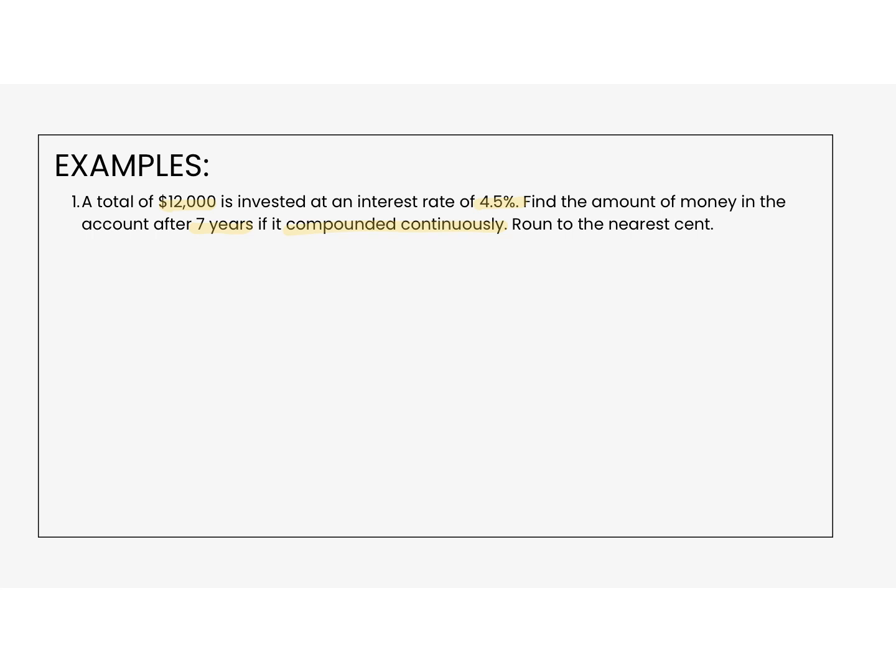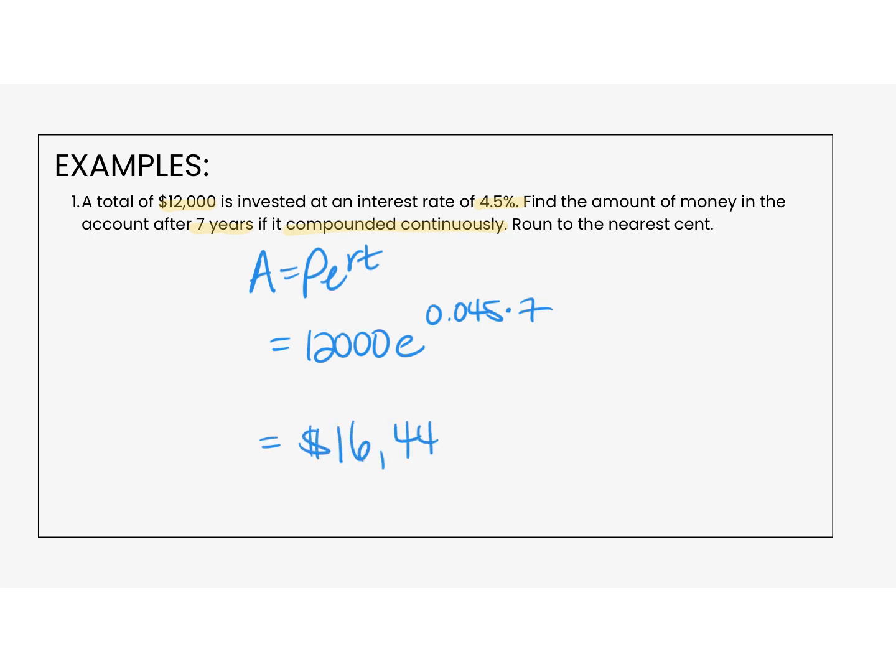And since it's compounded continuously, we're going to use A equals, sometimes we'll just say PERT, P times e to the RT. So P is 12,000, that's what we're investing, times e to the rate of 4.5%, which is 0.045, times 7 years. And again, we just plug that into your calculator. There is an e button on there. I can show you how to find it in class if you don't know. And then our answer would be $16,443.11. Remember, when we talk about money, we're going to 2 decimal places.